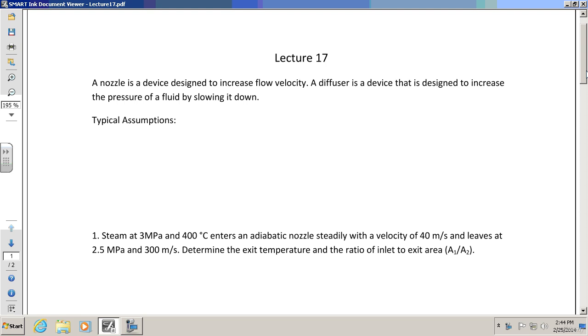A nozzle is a device designed to increase flow velocity. Everybody should have familiarity with a nozzle, because if you ever used a garden hose, that's a pretty good nozzle. And if you ever sprayed anybody with a hose, you probably used a nozzle. When you think nozzle, think of your garden hose and the attachment, the sprayer, because what it's trying to do is take the pressure from your water line and convert that water at a certain pressure into a much faster flow velocity.